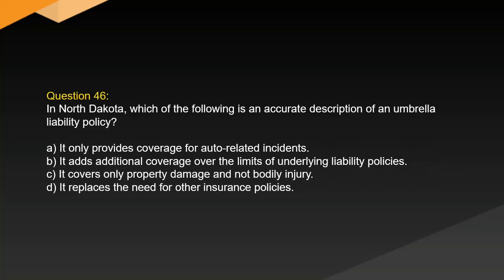Question 46. In North Dakota, which of the following is an accurate description of an umbrella liability policy? A. It only provides coverage for auto-related incidents. B. It adds additional coverage over the limits of underlying liability policies. C. It covers only property damage and not bodily injury. D. It replaces the need for other insurance policies.